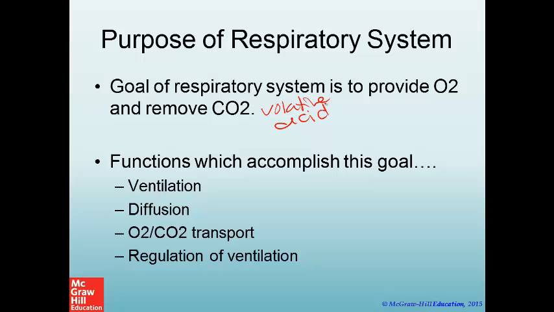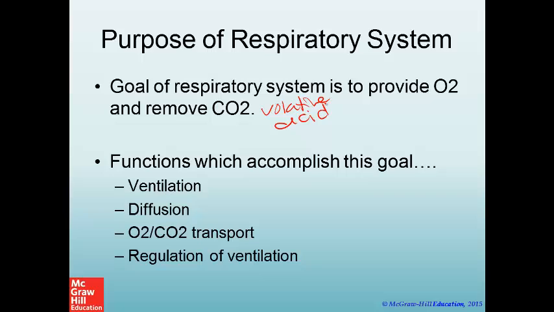So what we do is, first of all, ventilation. We bring air into our lungs and then expel that air from our lungs. That is the process of ventilation, moving air through pipes or tubes. Diffusion, so gases moving across the respiratory membrane into or out of the bloodstream. Oxygen and CO2 transport within the bloodstream, and then, of course, regulation of ventilation.